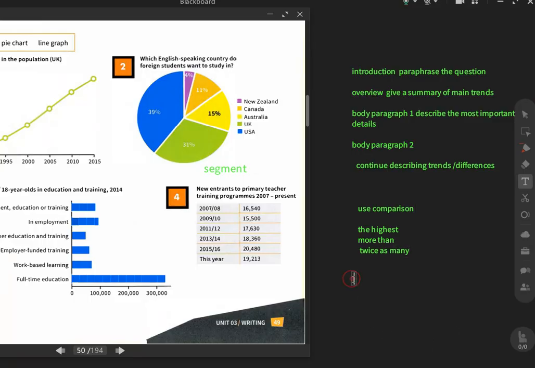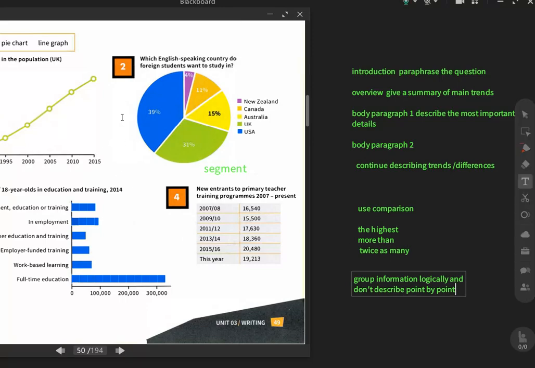Just group information and don't describe point by point. You don't need to do this.